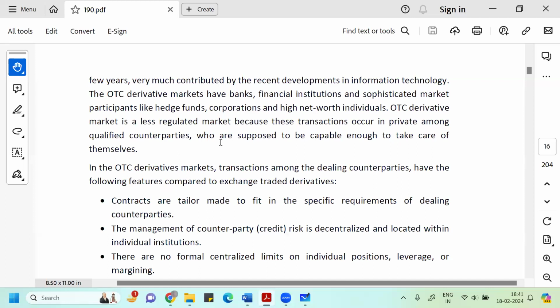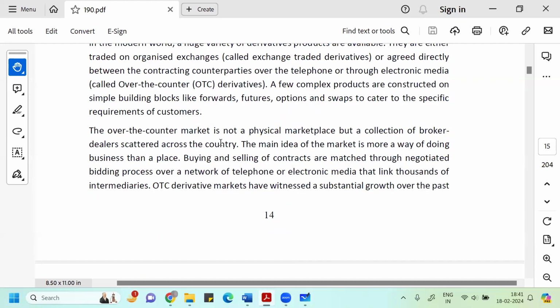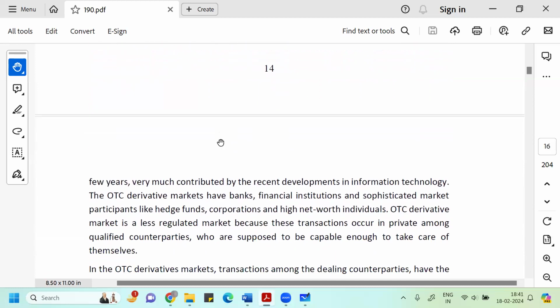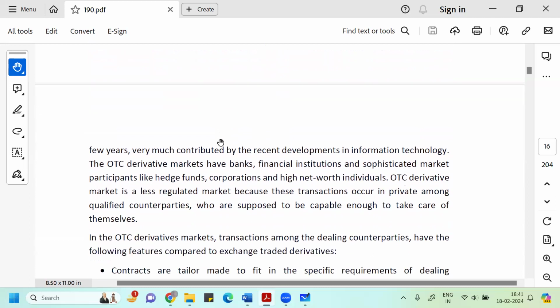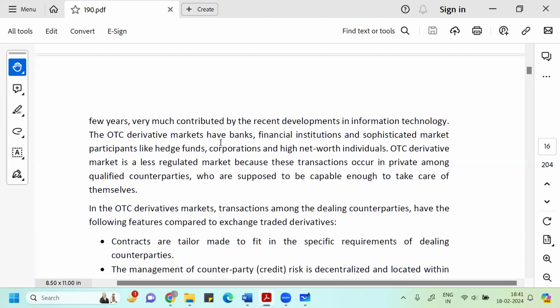where a certain set of individuals in any part of the world are connected through some kind of global communication network. Through them, when the bidding happens, they decide the price based upon the average bid and average ask value. The price is decided that way. And in the OTC derivative market, there are banks, financial institutions, and sophisticated market participants like hedge funds, corporations, and high net worth individuals.